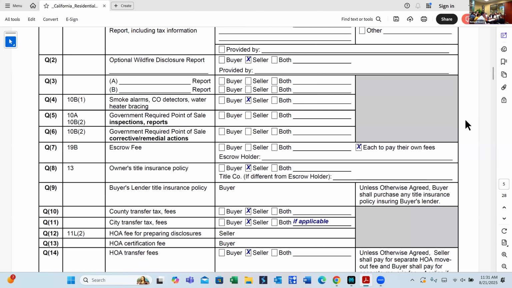Then smoke alarms, carbon monoxide detectors, water heater bracing, it's customary that the seller pay. Well, it's strange that it calls that out again when it was just on the previous page, saying that within 7 days, they have to have that installed.